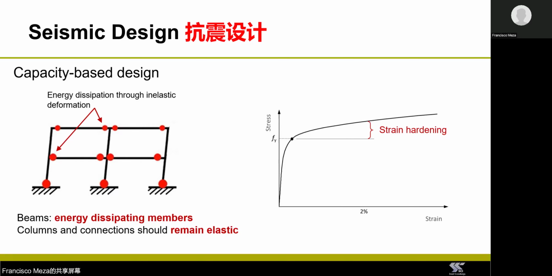Now, to ensure that the structural elements that are meant to remain elastic do so, what you have to do is to design them so that they can resist, while remaining elastic, the maximum inelastic resistance the energy dissipating members are able to develop. And because of this, it is very important to be able to take into account the strength hardening of stainless steel when doing capacity-based design.